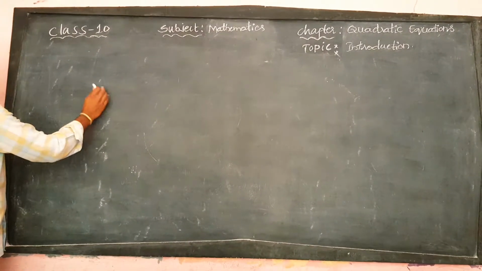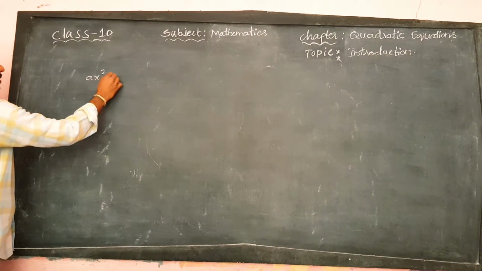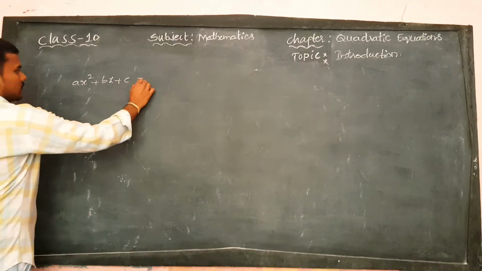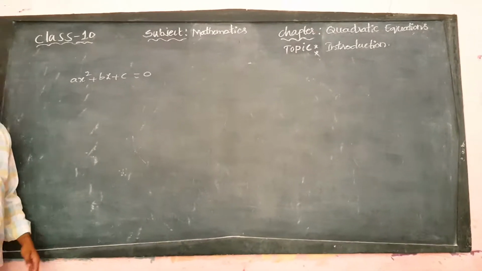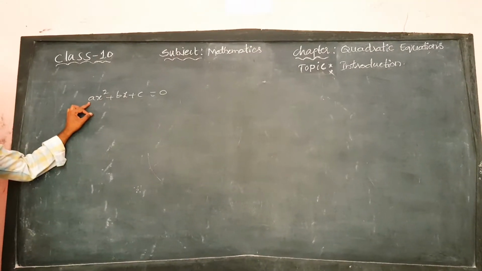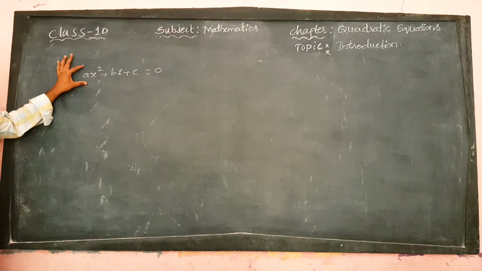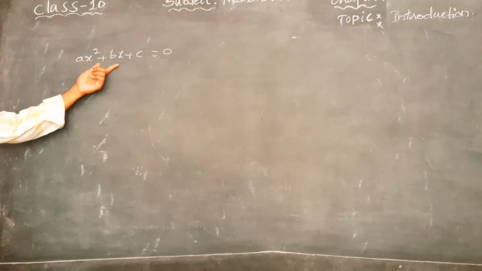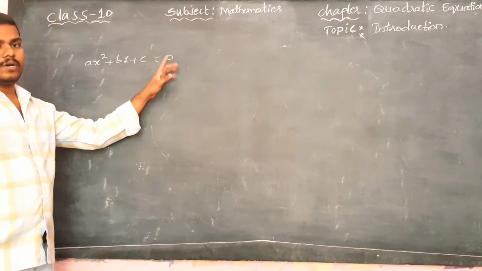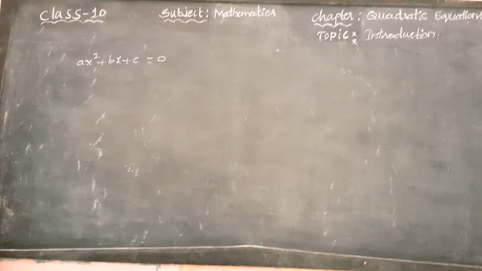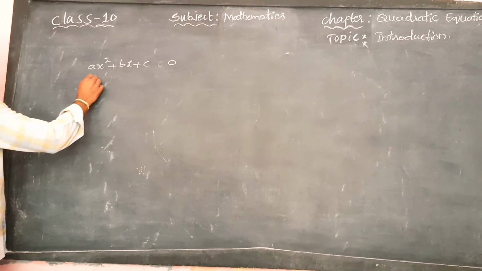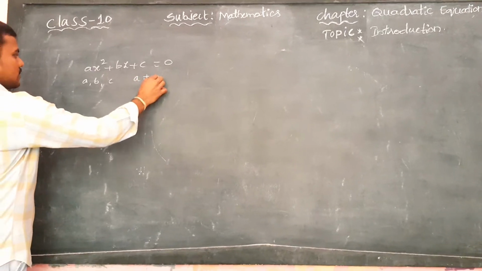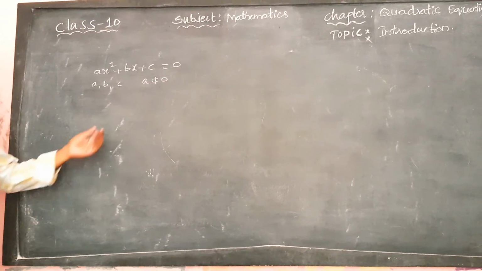The quadratic polynomial ax square plus bx plus c is equal to 0 is called a quadratic equation. The general form of a quadratic polynomial is ax square plus bx plus c. When this quadratic polynomial is equal to 0, it is called a quadratic equation. Here the conditions are a, b, c are real numbers and a is not equal to 0. This is the standard form of quadratic equation.